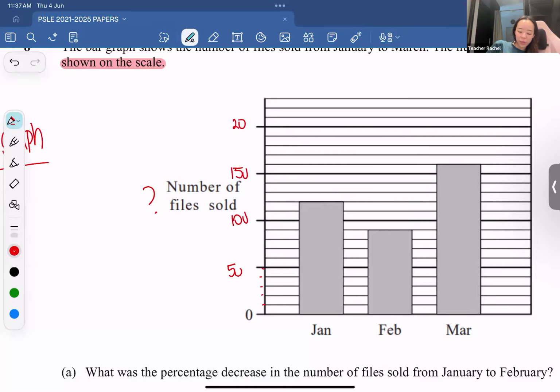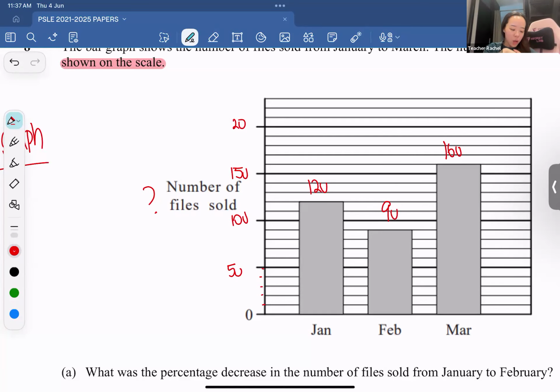So over here, it is 12 units, 9 units, and 16 units. Whenever the scale is not shown, write units. It is getting very popular, so I think you will see it in a lot of your school papers. Some of you will see it in P5 or P4.